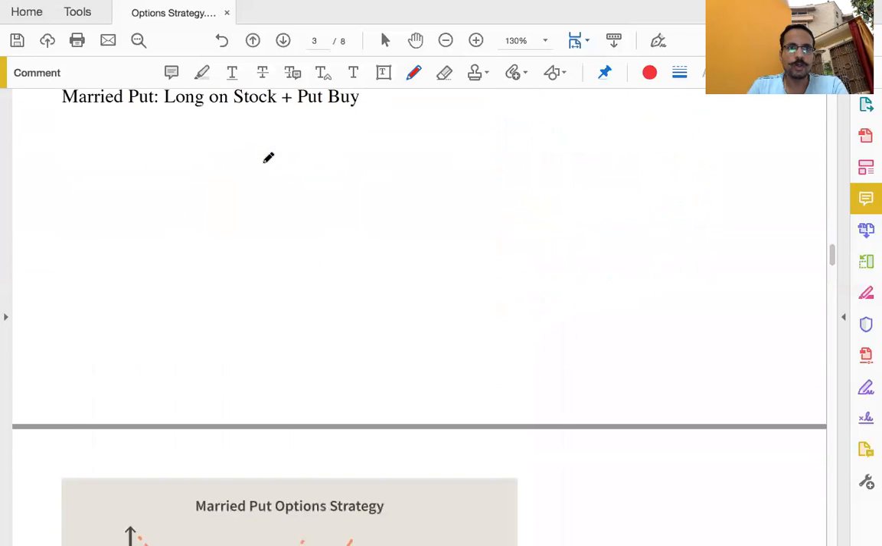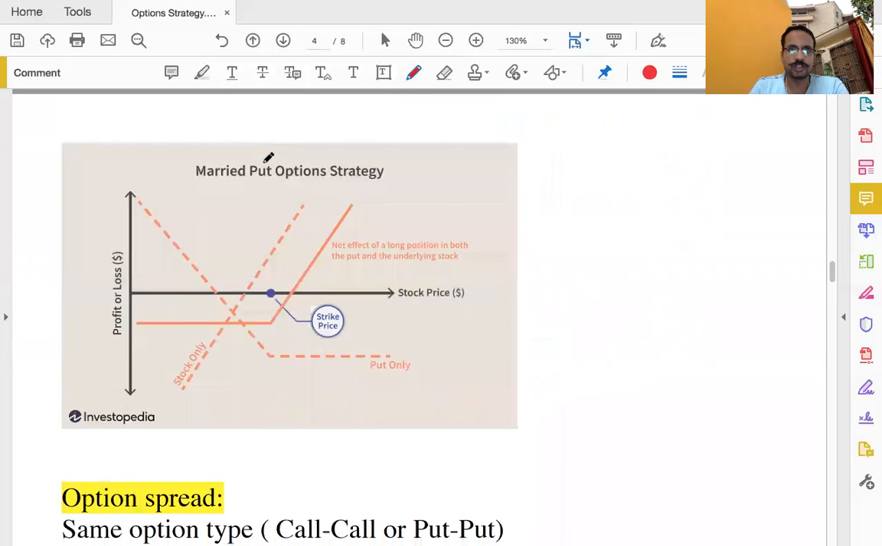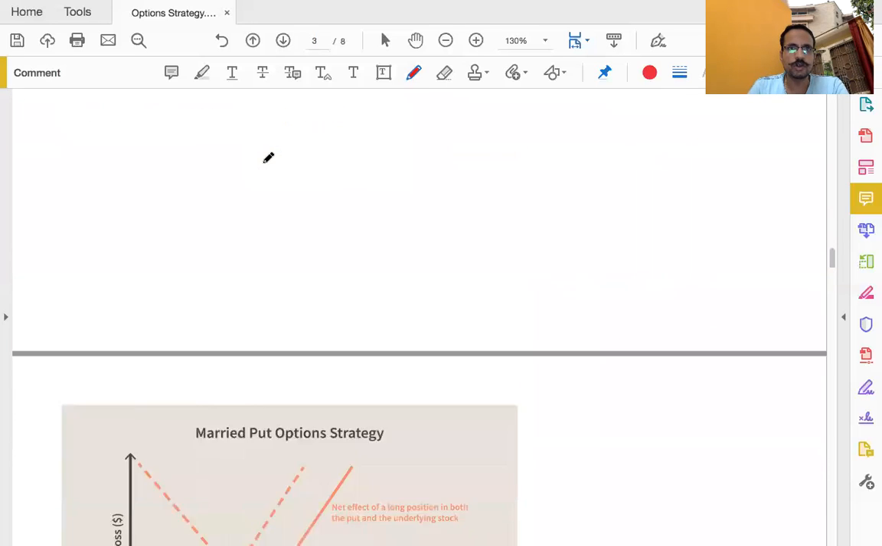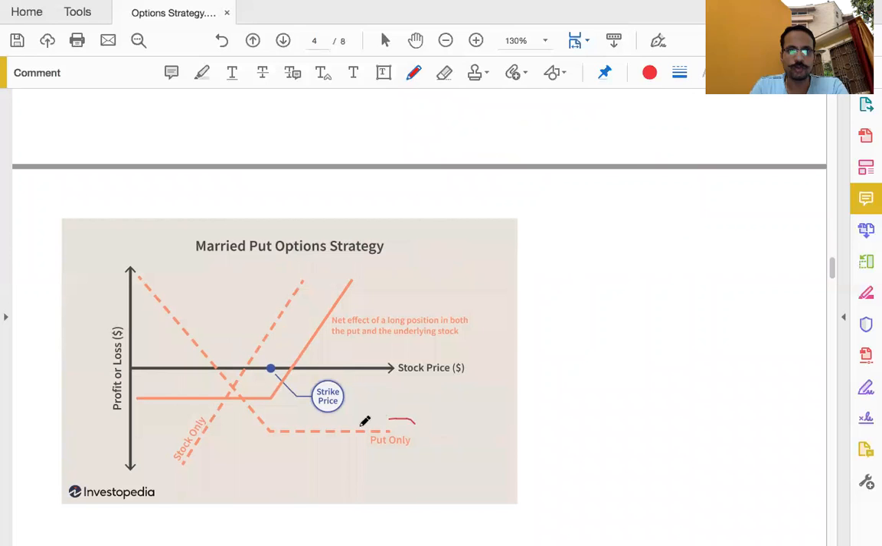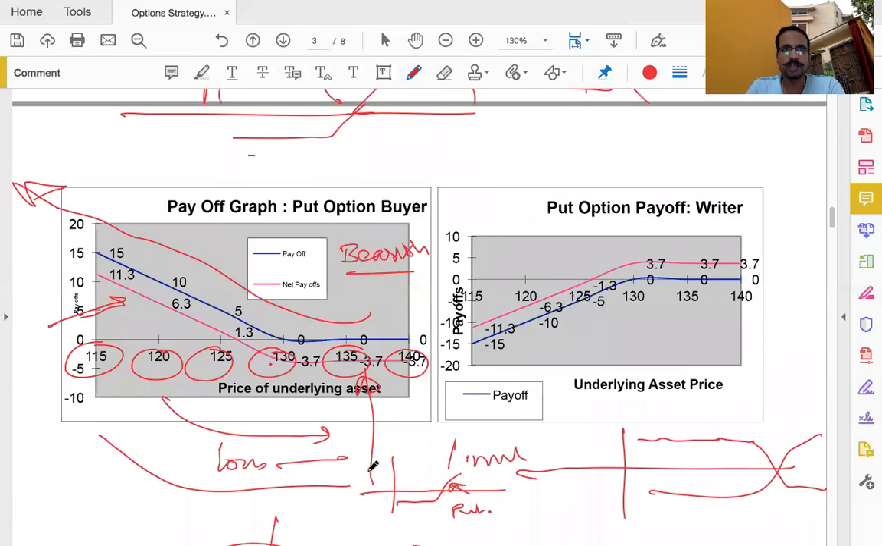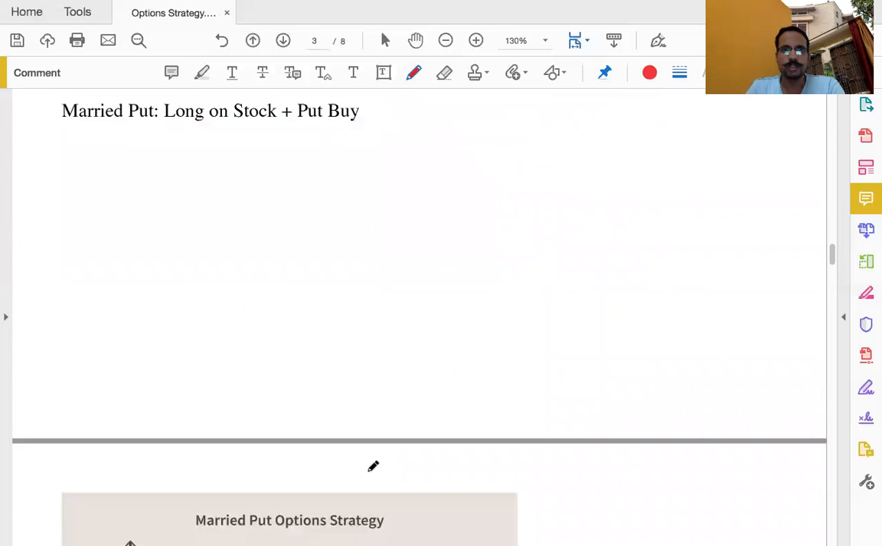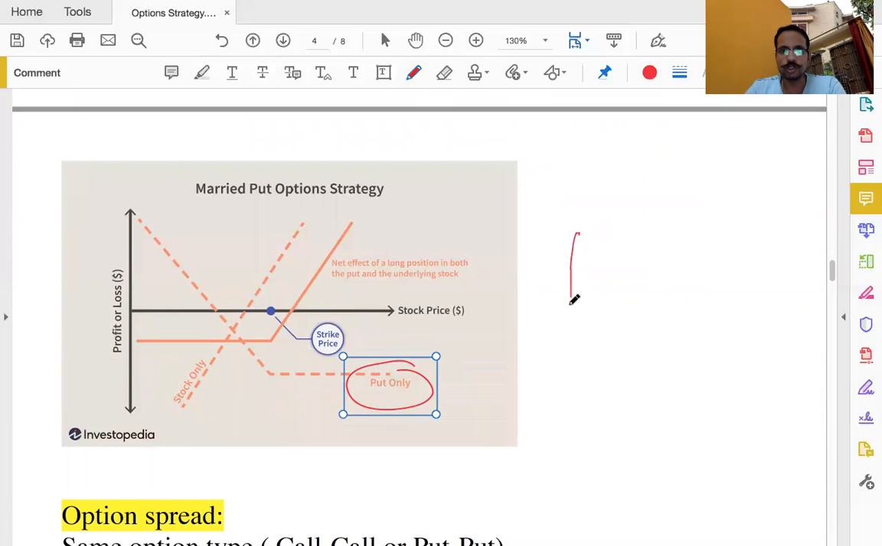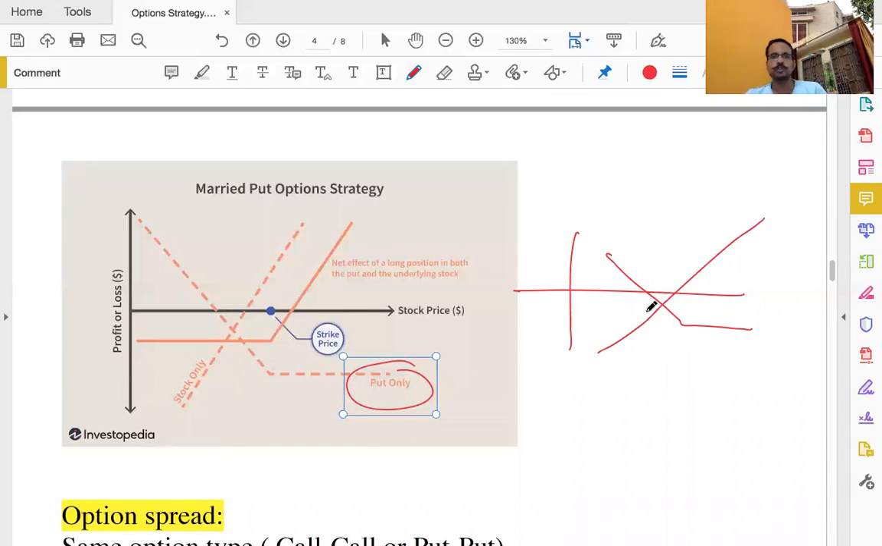Okay, now you can have a married put strategy. So what is a married put strategy? It's a long on stock and a put buy. You have already seen that the put buy has a curve like this. So this is your put buy, and then you are buying a call also. So ultimately this particular line will be the net married put option strategy, right?